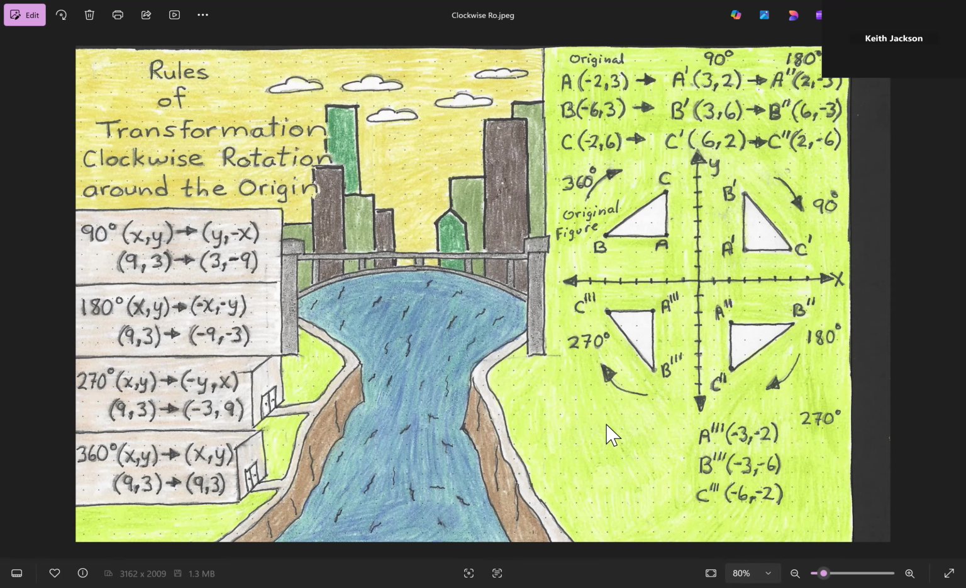Okay, I've given a lot of significant information. I wouldn't blame you if you need to pause the video to take a look at these things, or replay the video as many times as you need to gain a deeper understanding of how to rotate a figure clockwise around the origin of a coordinate plane.